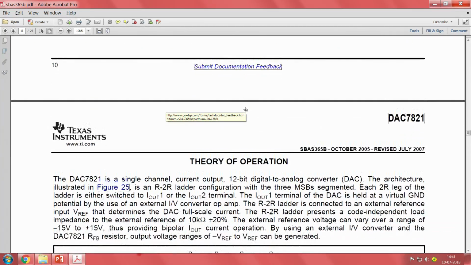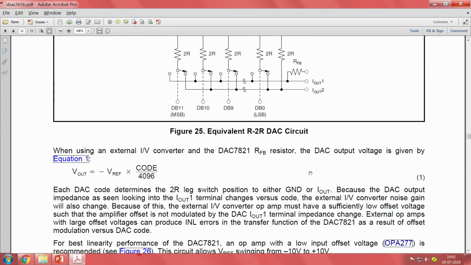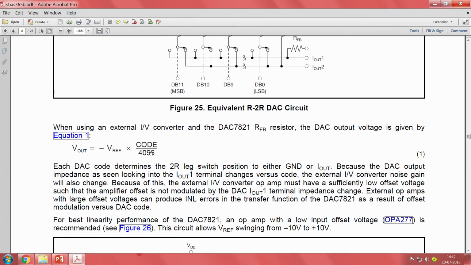Okay, that's why they have done all these things. Then they have told how the R2R ladder DAC operates. I will not get into the details of this, as it has been covered in the theory portion. So for the R2R ladder DAC, how it will work, and how the digital inputs are given from here, and then the analog voltage is generated. Then they have given what the code is, what the value of the code is, and what the V out will be. The value of the code can go, we have seen, it is a 12-bit DAC, so from 0 to 4095.